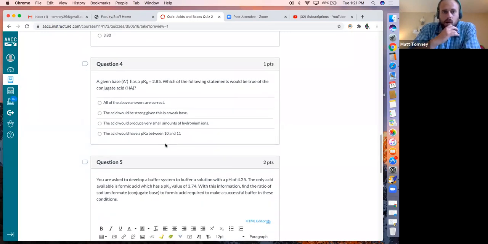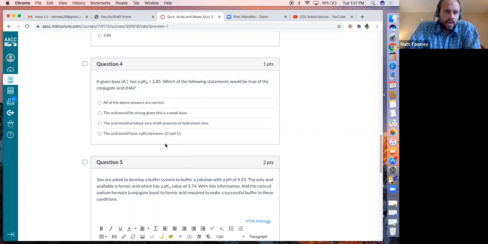Okay, question 4. This was a reiteration of the one from the previous quiz, and there was still an overwhelming number of people that got this wrong. So let's talk about this. A given base has a pKb of 2.85. Which of the following statements would be true of its conjugate acid, HA?